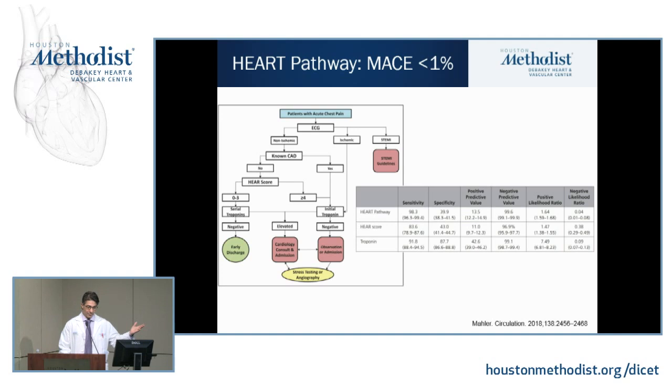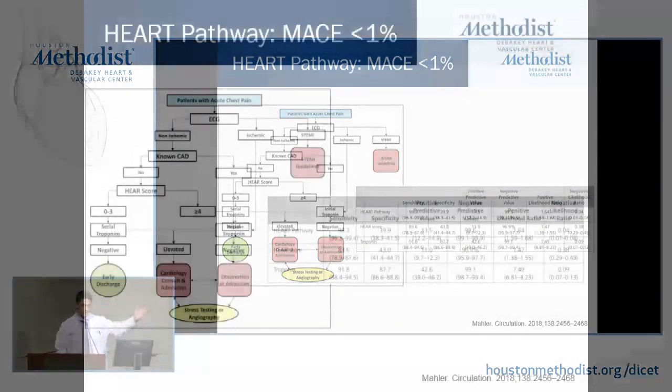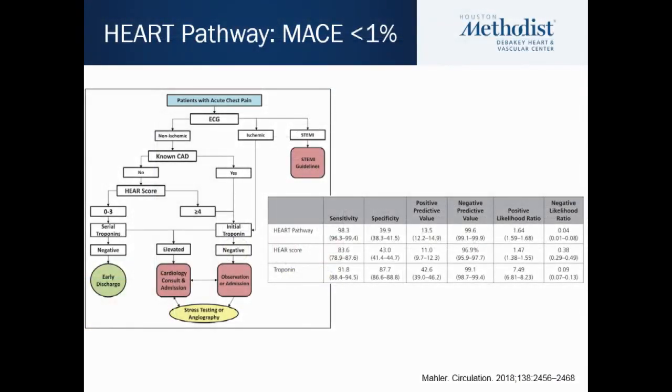This HEART pathway, if you use this, at least in this study, they had about 3,000 to 4,000 patients. They had a less than 1% MACE, so they met the target that the community is trying to achieve. And this was simply with calculating this HEART score, which is done based on clinical parameters, and then checking a troponin and figuring out, just with that algorithm, you can send this patient home.